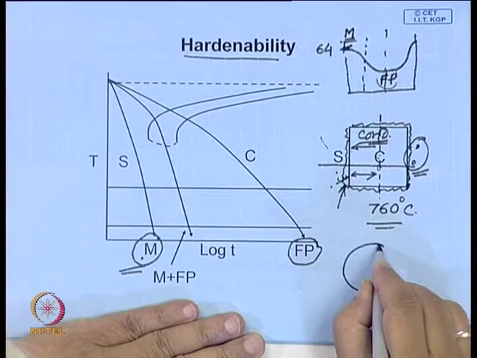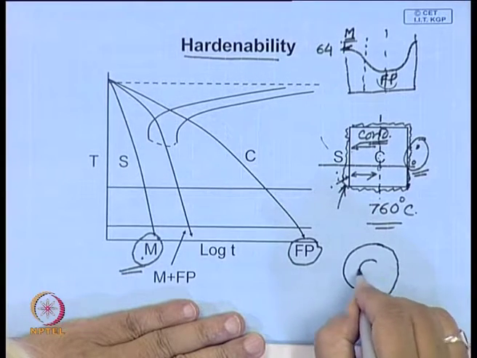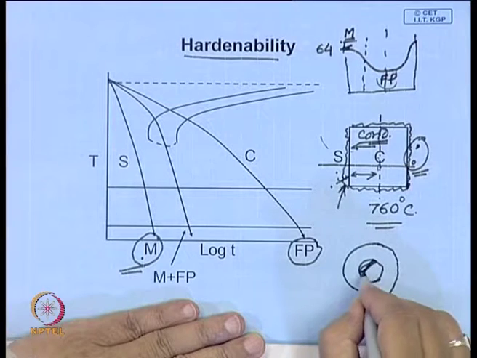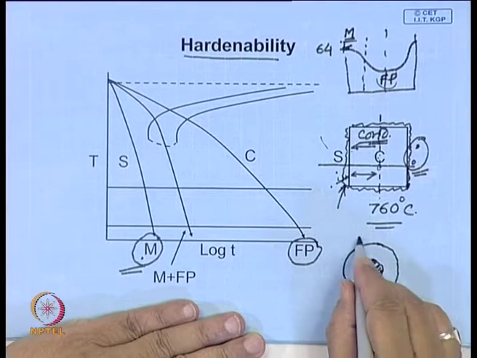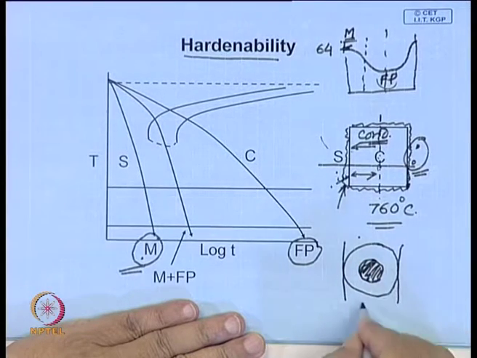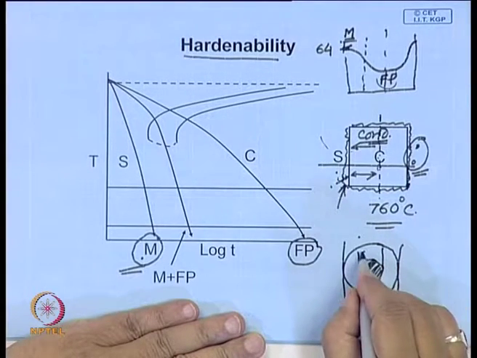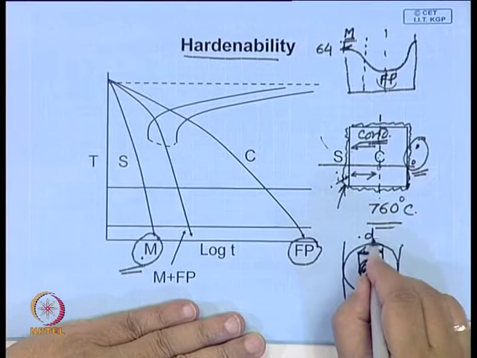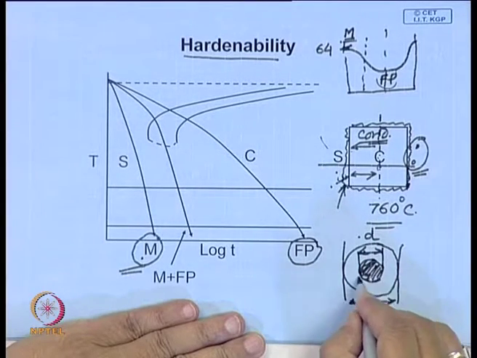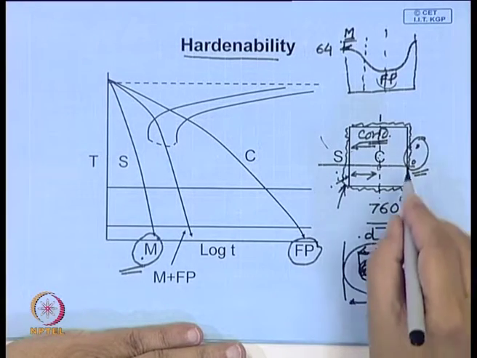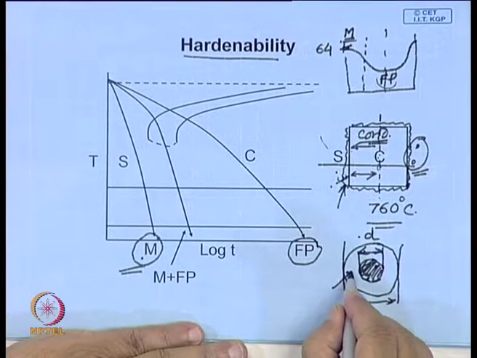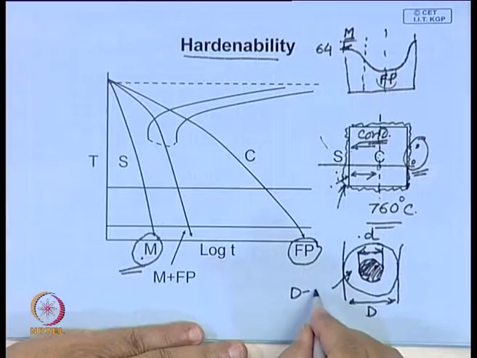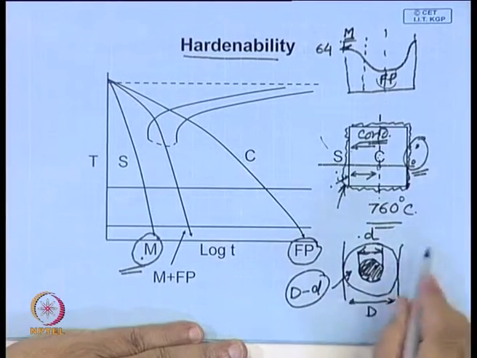So what you will find is that the center portion will etch. It will become dark, and this is bright. So what you can do is measure the diameter of the zone in which you have pearlitic structure, or soft structure. In this outer periphery, this annular region which is D minus d, you have the maximum hardness.